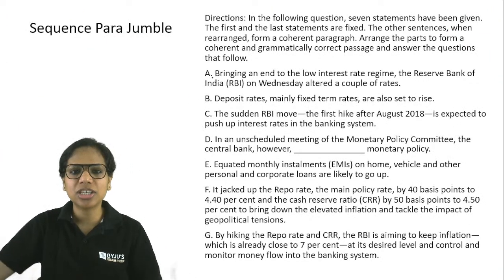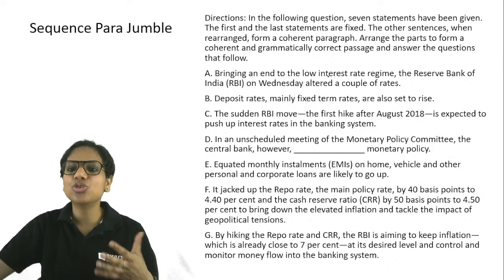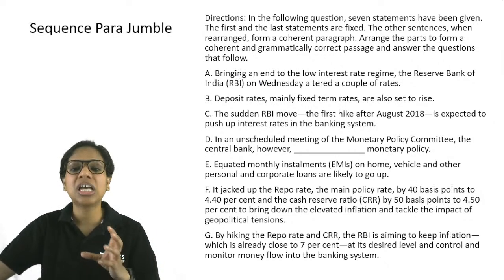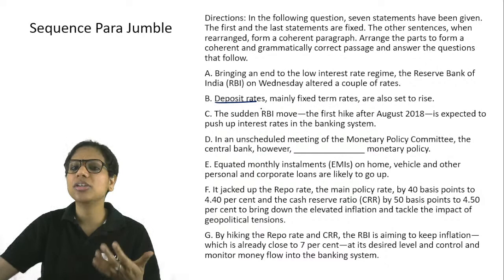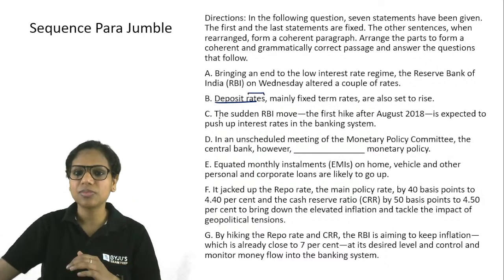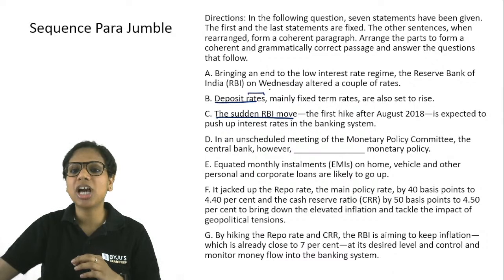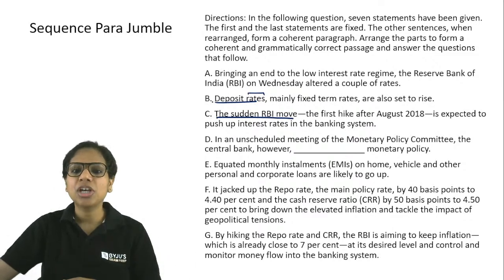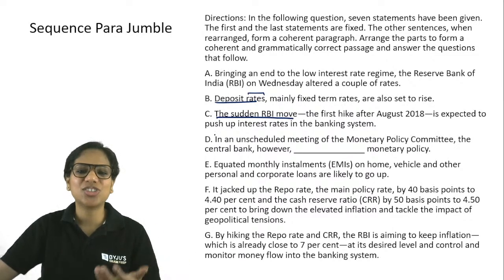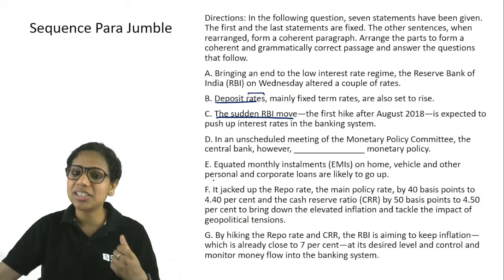So let's look at this question here. Bringing an end to the low interest rate regime. Okay, somebody has brought an end to the low interest rate regime. Deposit rates. Okay, we're going to talk about deposit rates. The sudden RBI move. So probably the RBI has actually done this, right? And I'm calling it a sudden RBI move. In an unscheduled meeting of the Monetary Policy Committee, so okay, I'm talking about a meeting now. So what I'm doing here is vertically scanning, just looking at the initial few words, right? Equated monthly installments on home. Okay, so I am talking about EMIs now.